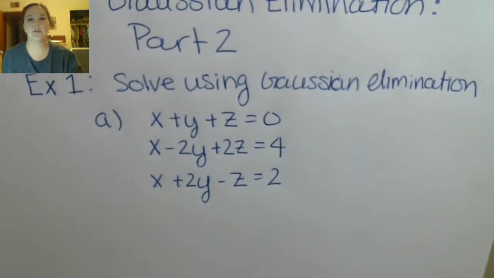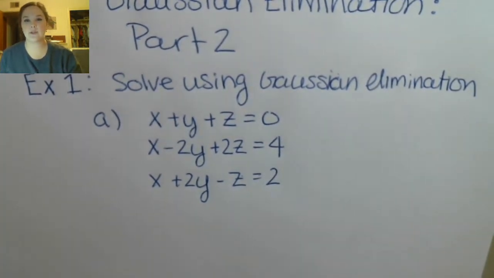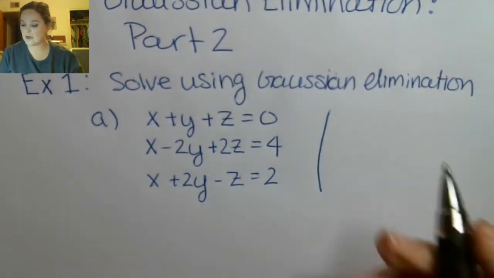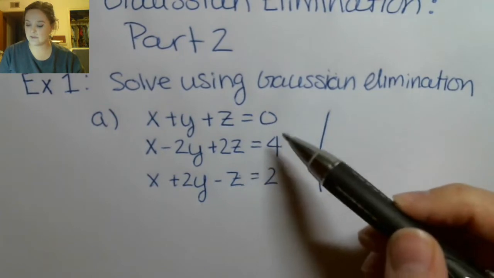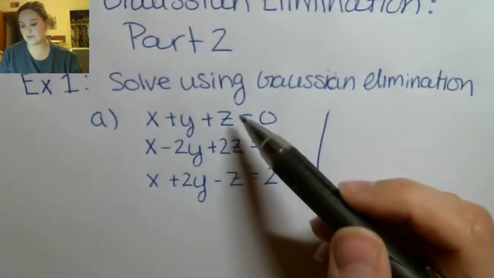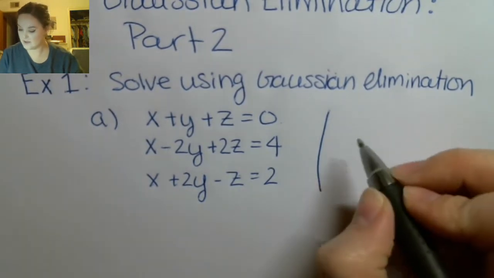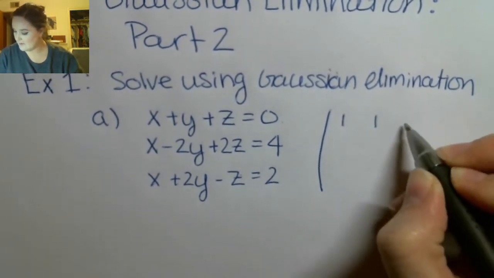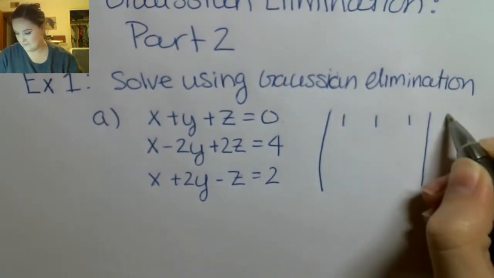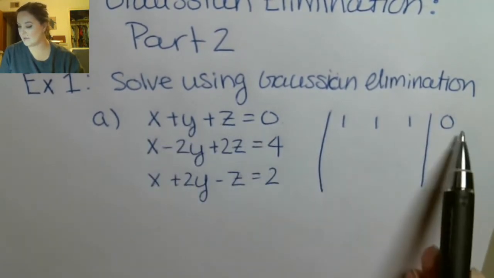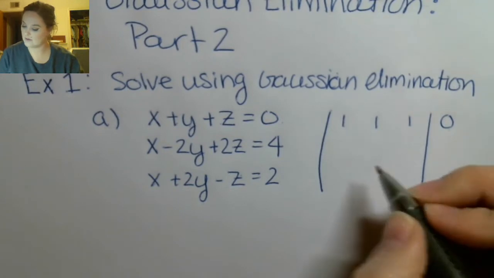Here's our first example. The first thing we're going to do is form our augmented matrix. Remember, each row corresponds to an equation, each column corresponds to a variable, and the augmented column corresponds to the solutions. So we have each of the coefficients 1, 1, 1, and then our augmented column has the solution 0.